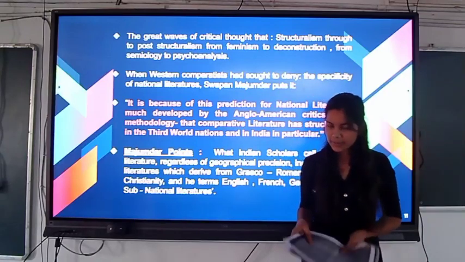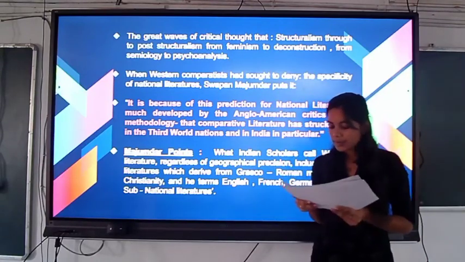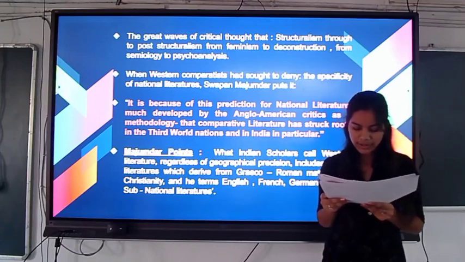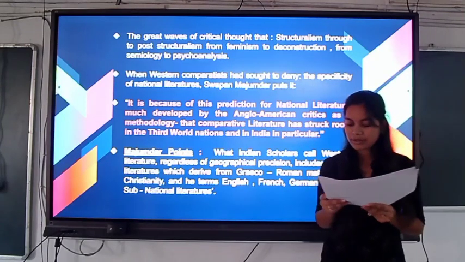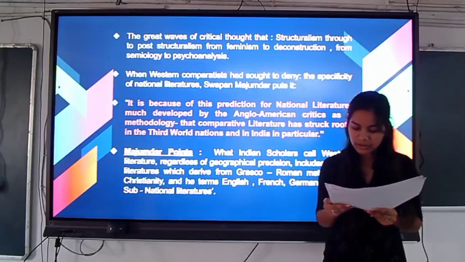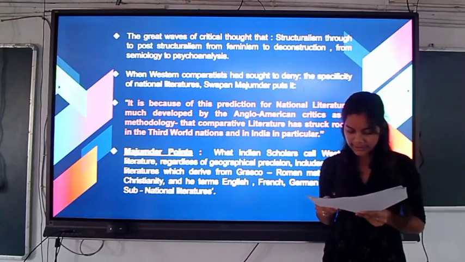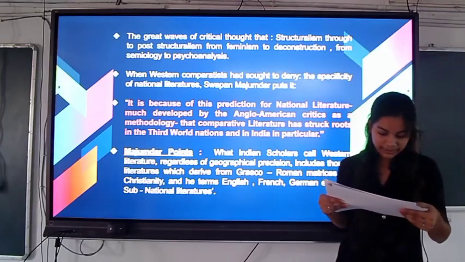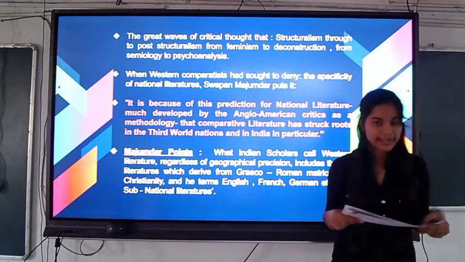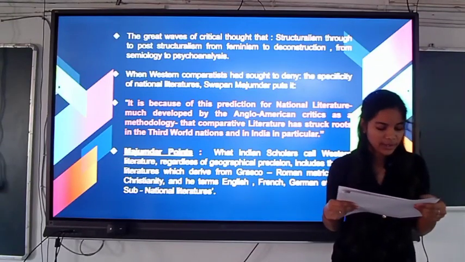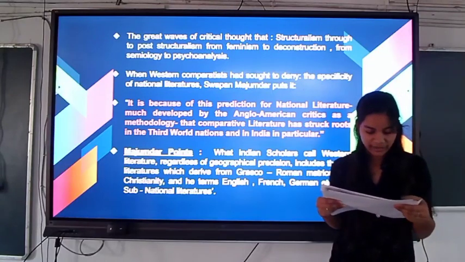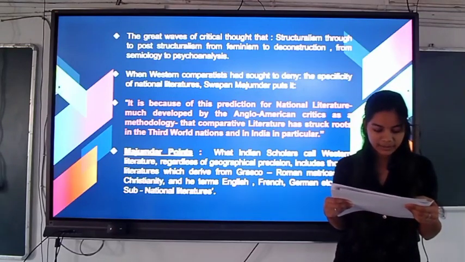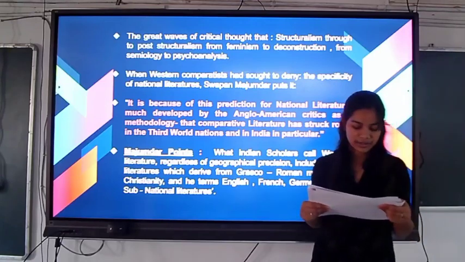So now we discuss the first critic, Swapan Mazumdar. Swapan Mazumdar puts it this way: it is because of this prediction for a national treasure, developed by Anglo-American critics as a methodology, that comparative literature has struck root in the third world nations and India in particular. He also points out that Indian scholars call Western literatures, regardless of geographical position, those literatures which derive from Greco-Roman material via Christianity, and in his terms English, French, German, as sub-national literature.